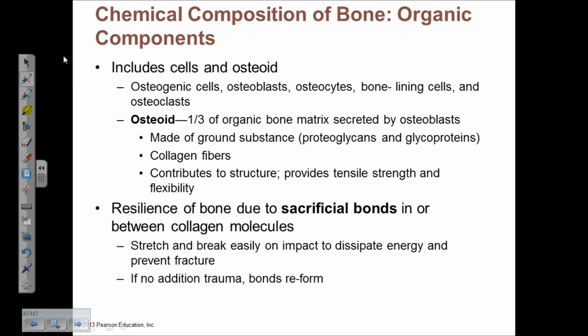If we go all the way down to the chemical composition of the bone, what we're going to see is protein and calcium salts. So cells that we already mentioned, some of them, such as osteoblasts, will produce a lot of matrix or osteoid. Osteoid is made up of the ground substance, which contains proteoglycans and glycoproteins.